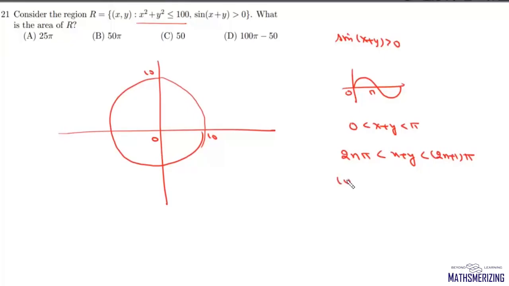Now the first set that we'll get is between 0 and pi. So we'll draw this line, then it'll be x plus y equals 0 and then x plus y equals pi.